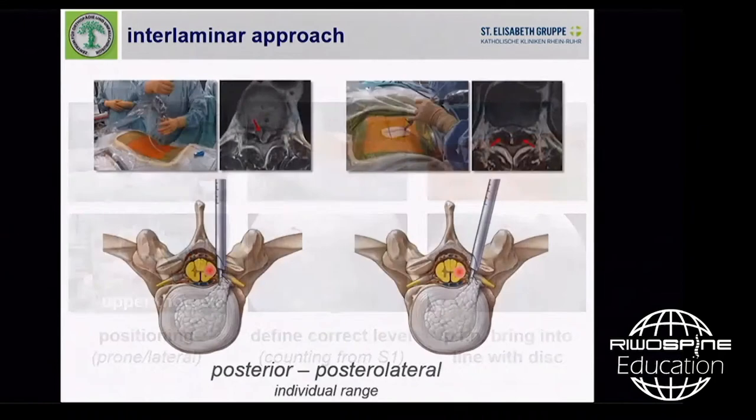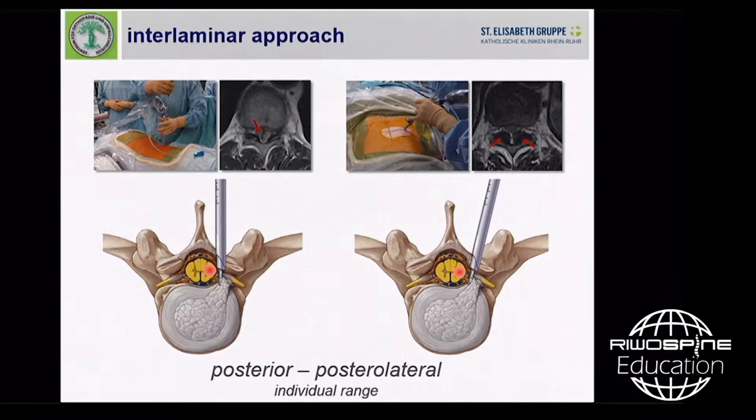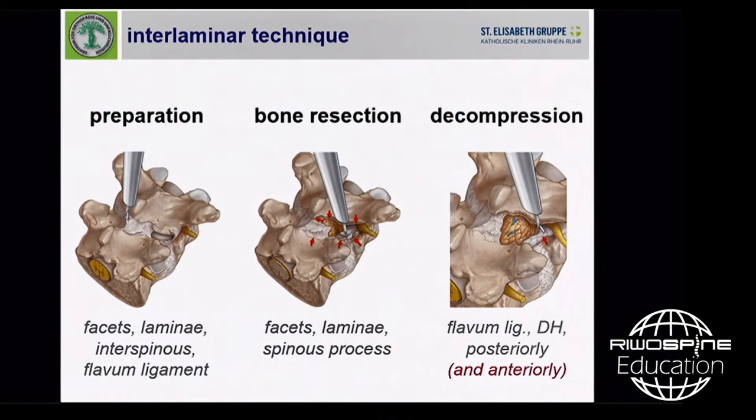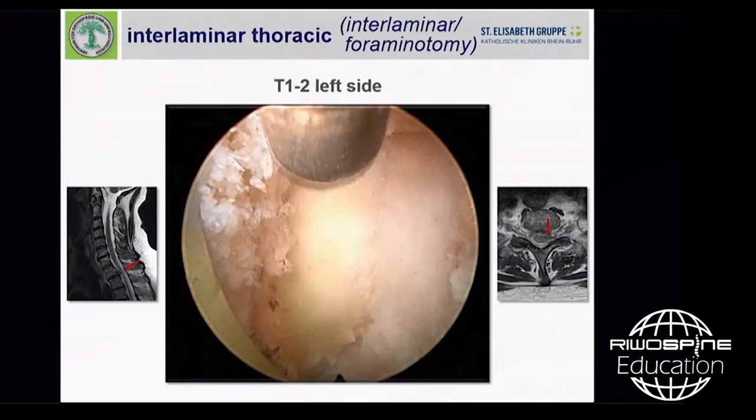So starting with the interlaminar approach, we have a little bit of range from strictly posterior to a little bit posterior or lateral. You see it also here. What we do is like at the lumbar spine in a stenosis, we prepare the interlaminar window, or very often we don't have an interlaminar window, so we have to prepare the lamina, cranial caudal, and the ascending and descending facet, and the spinous process as well. Then we resect the bone there, and then the flavum ligament to get entry to the spinal canal. That's one example at T1-2.